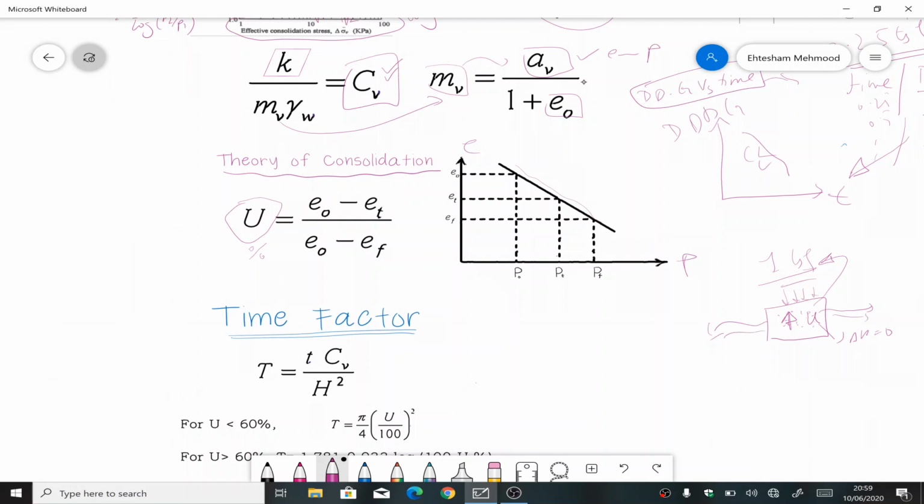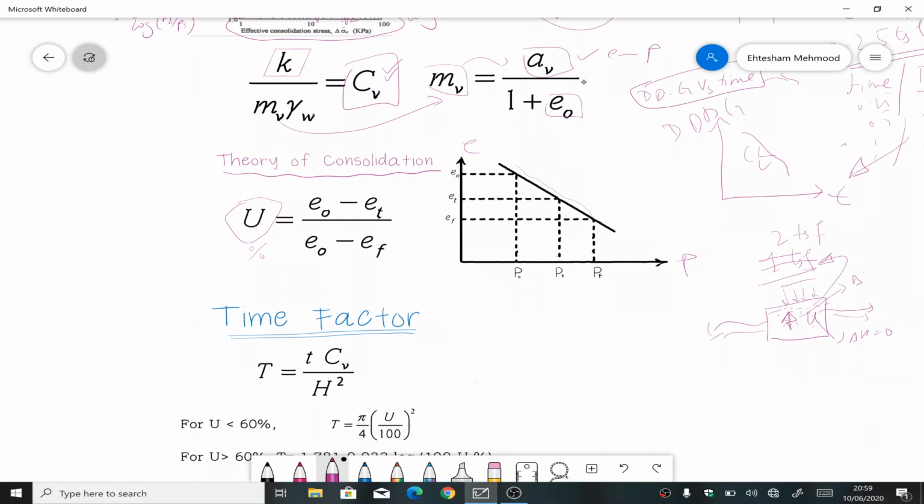That means now there will not be any volume change in this soil specimen. For example, it has reduced to this height, and it doesn't matter how long this 1 TSF stays there; once all the excess pore pressure generated has been dissipated, there will not be any further reduction in the volume of the soil specimen. But what will happen if I increase this load to, let's say, 2 TSF?